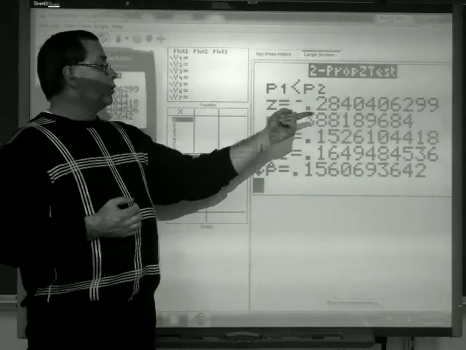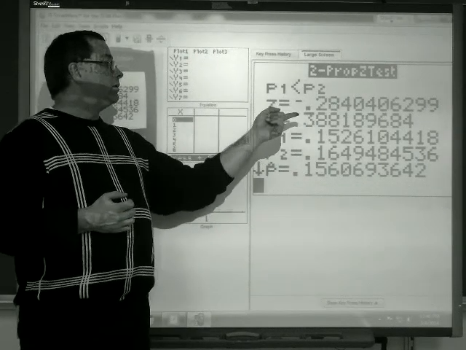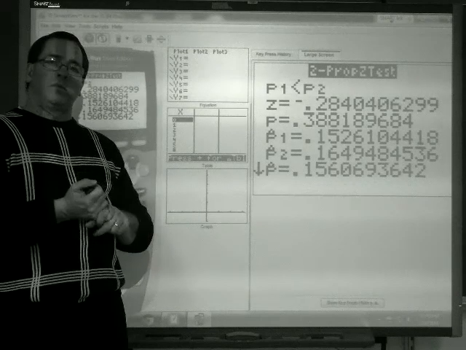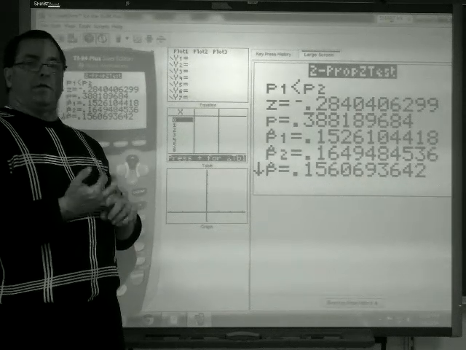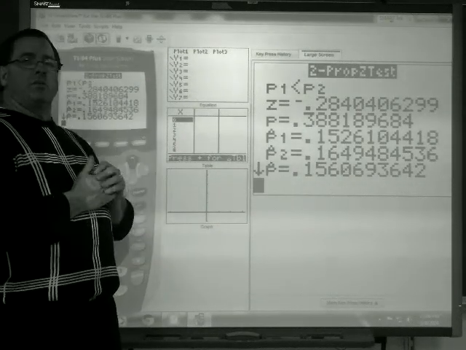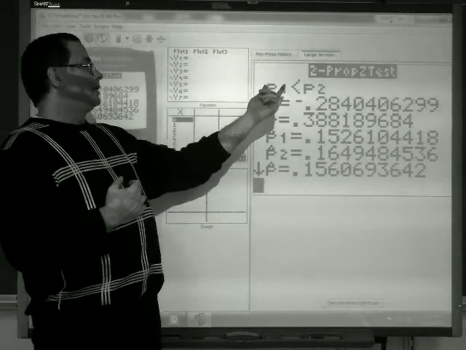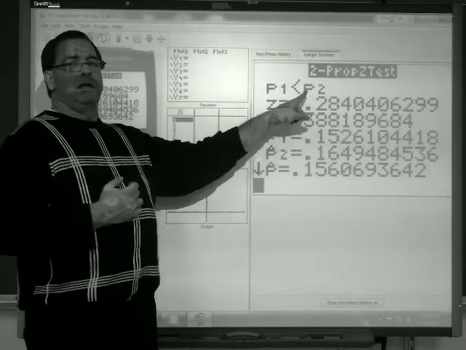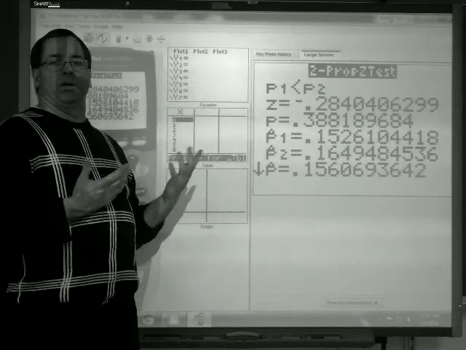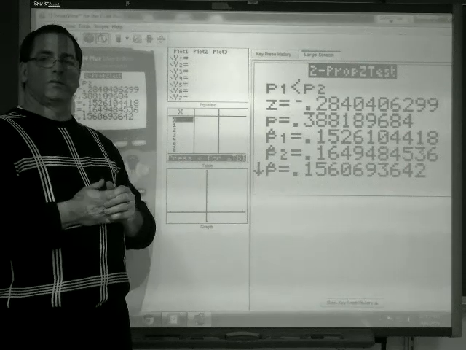Well, with a p-value of 0.38, which is greater than our rule of thumb, alpha 0.05, I'm going to fail to reject the null hypothesis. There doesn't appear to be enough evidence that the girls had a higher proportion of green eyes than the boys, or the boys have a lower proportion than the girls.